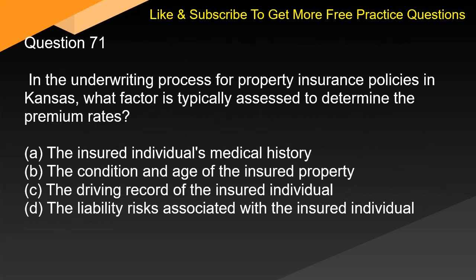Question 71. In the underwriting process for property insurance policies in Kansas, what factor is typically assessed to determine the premium rates? A. The insured individual's medical history. B. The condition and age of the insured property. C. The driving record of the insured individual. D. The liability risks associated with the insured individual.